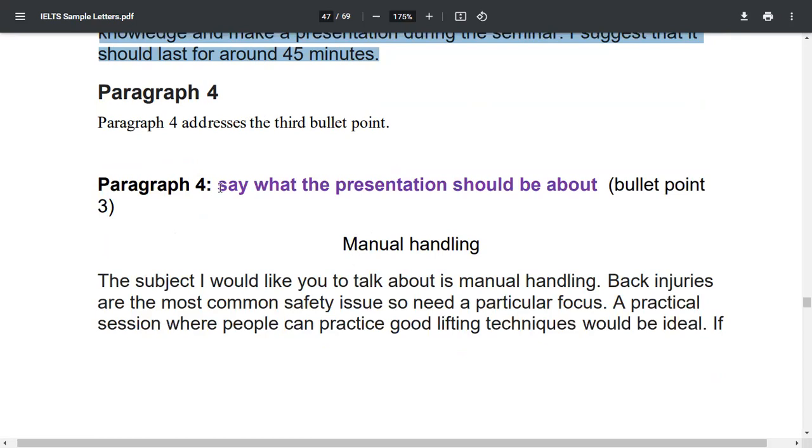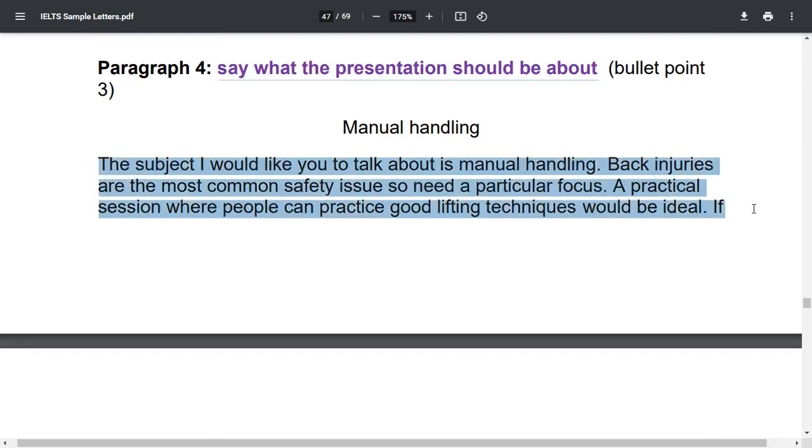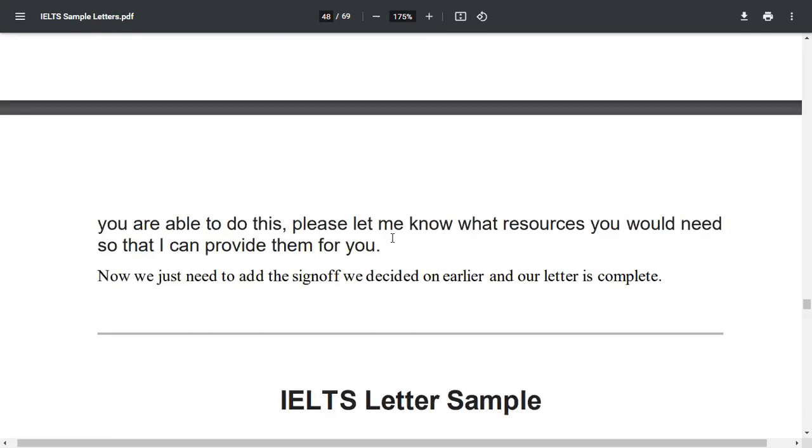Now moving to the last question, which is the answer for the third bullet point that says, say what the presentation should be about. So let's read the answer here. The subject I would like you to talk about is manual handling. Back injuries are the most common safety issue, so need a particular focus. A practical session where people can practice good lifting techniques would be ideal. Ideal means perfect. If you are able to do this, please let me know what resources you would need so that I can provide them for you.